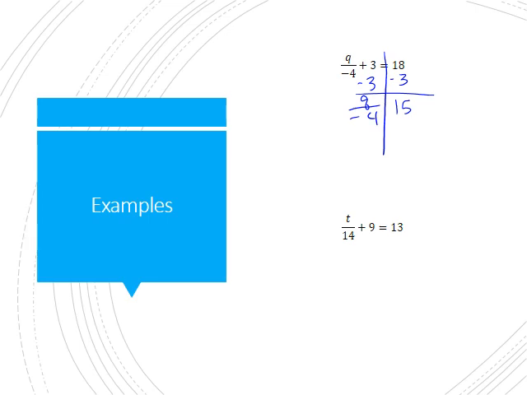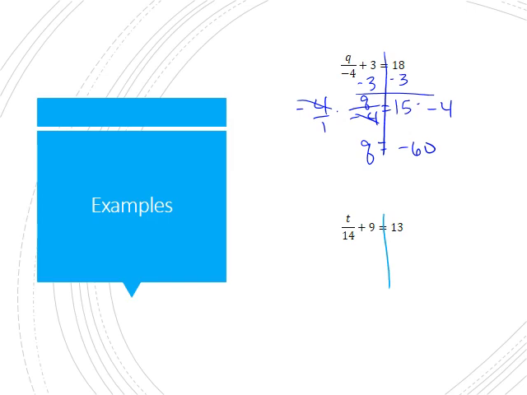I would have to multiply by negative 4 on both sides, technically negative 4 over 1, so that I can actually cancel those negative 4s out. Whatever I do to one side, I have to do to the other side. 15 times negative 4 gives me a negative 60, so I have q equals negative 60. Again, you can always go back to your original equation and substitute that in and see if it works out. If it doesn't, you did something wrong.